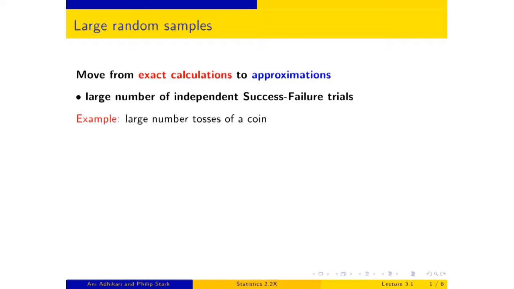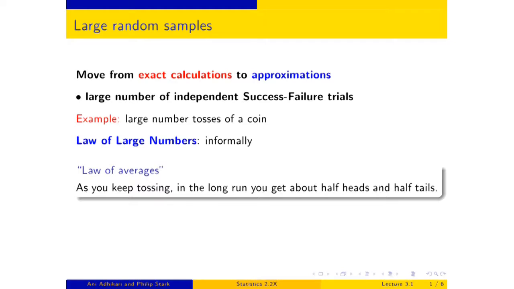And associated with this is a law of probability, which is called the law of large numbers. Large numbers of tosses, yes. Which has a familiar name. It's something that people understand, or at least think they understand, intuitively. It is what is informally known as the law of averages. And in terms of coin tossing, this says that as you keep tossing, in the long run, so you're going to be tossing and tossing and tossing till your finger is tired, you get about half heads and half tails. This is something we talked about very early on in the course when we were talking about the frequency theory of probabilities.